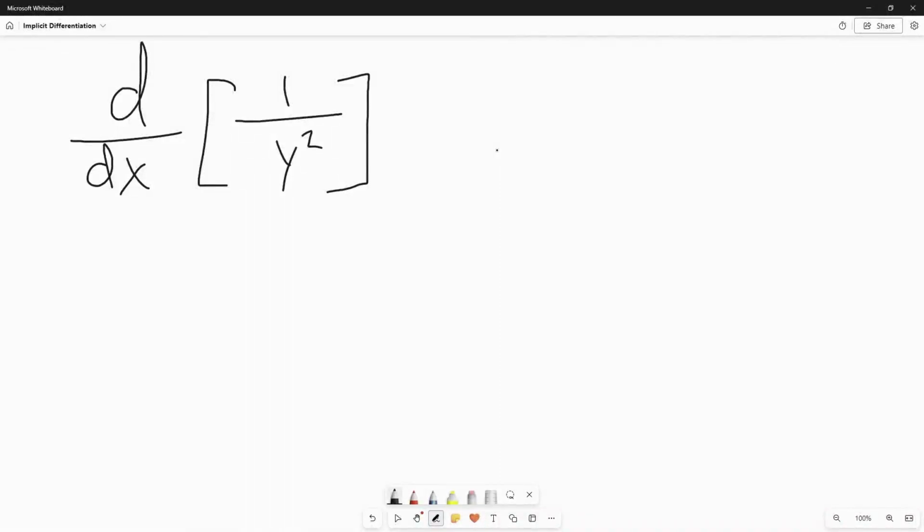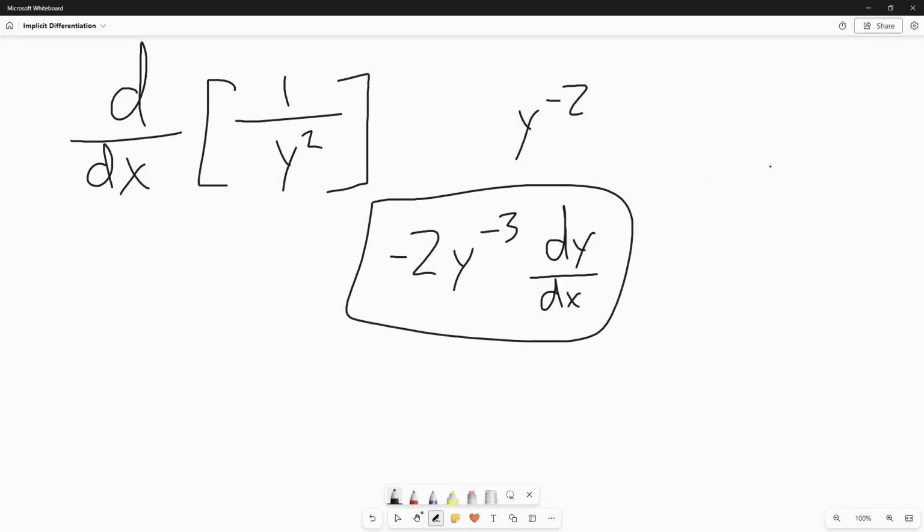And we can apply the same logic to these types of things. d over dx of 1 over y squared. And if you want to find the derivative of it, we can use implicit differentiation. Now first, let's rewrite 1 over y squared as y to the power of negative 2. And then using implicit differentiation, or kind of like the chain rule, we can rewrite it as negative 2 y to the negative 3 times dy over dx. And you can rewrite it as 1 over negative 2y to the power of 3 if you want, but this is going to be your final answer.